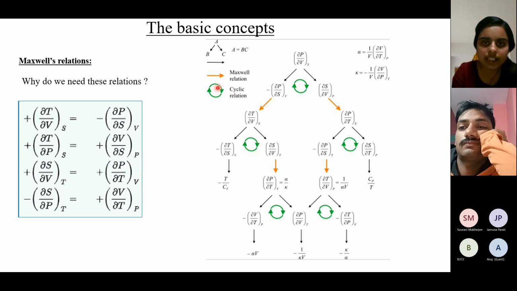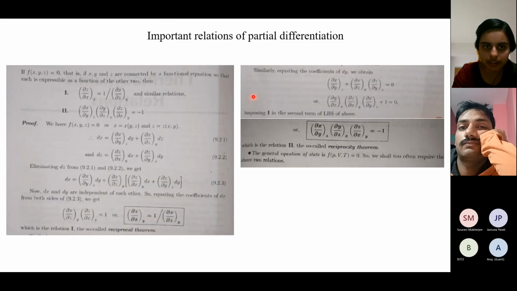Okay. And while we are dealing with Maxwell's relations, we have to have an idea about the cyclic relation and the reciprocity relations. So let us just have some description about that. Here, I won't go into the details of the derivation unless you want me to. I will consider that you know this.